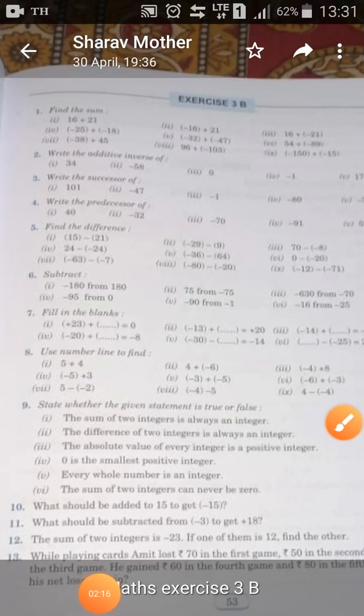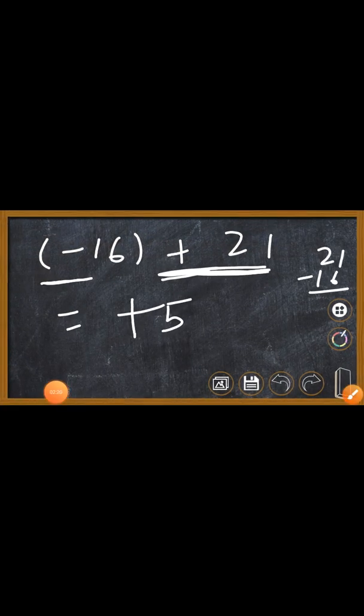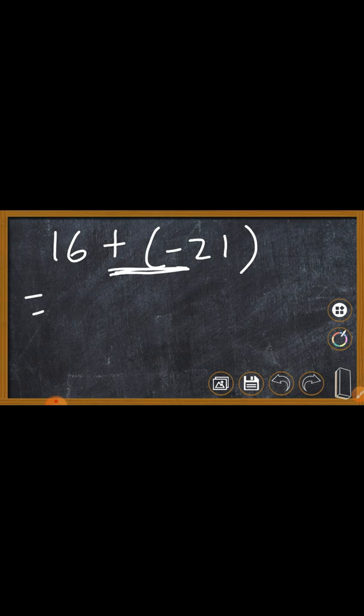Now let's move on to the next sum, which is 16 plus minus 21. So first we will multiply plus and minus. There is a plus sign as well as a minus sign. We can't operate like this, yes or no? We need to multiply. So plus into minus is always minus. So 16 minus 21.